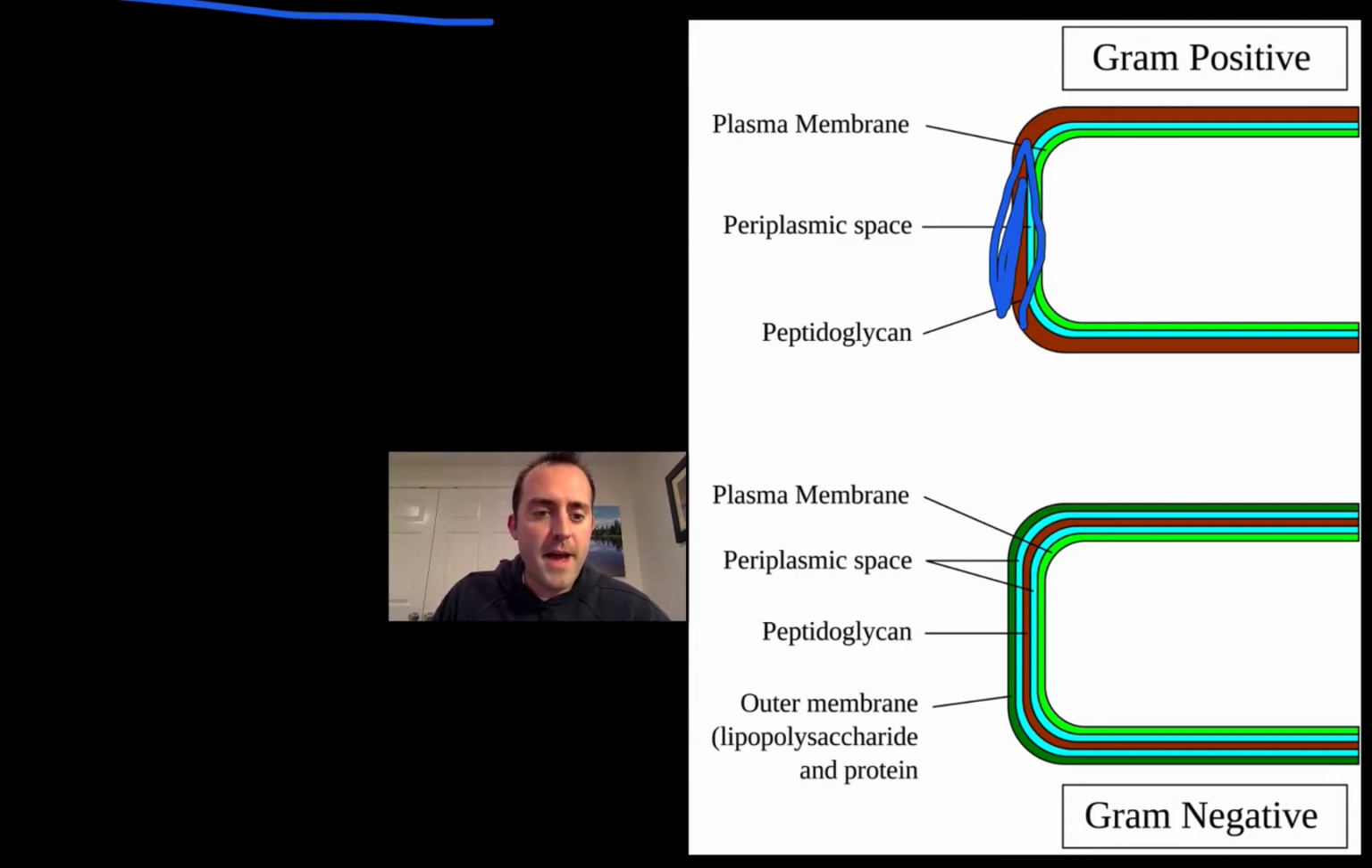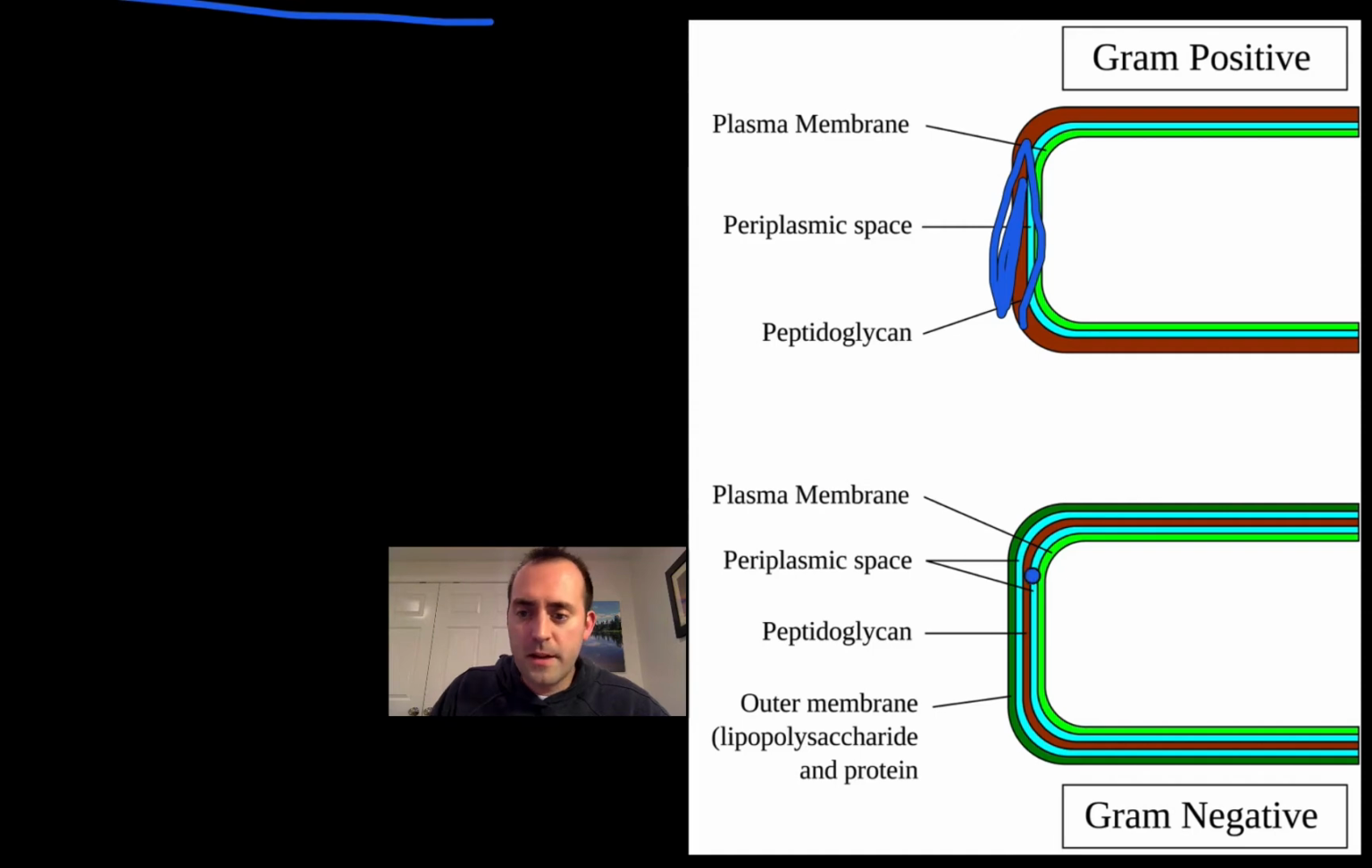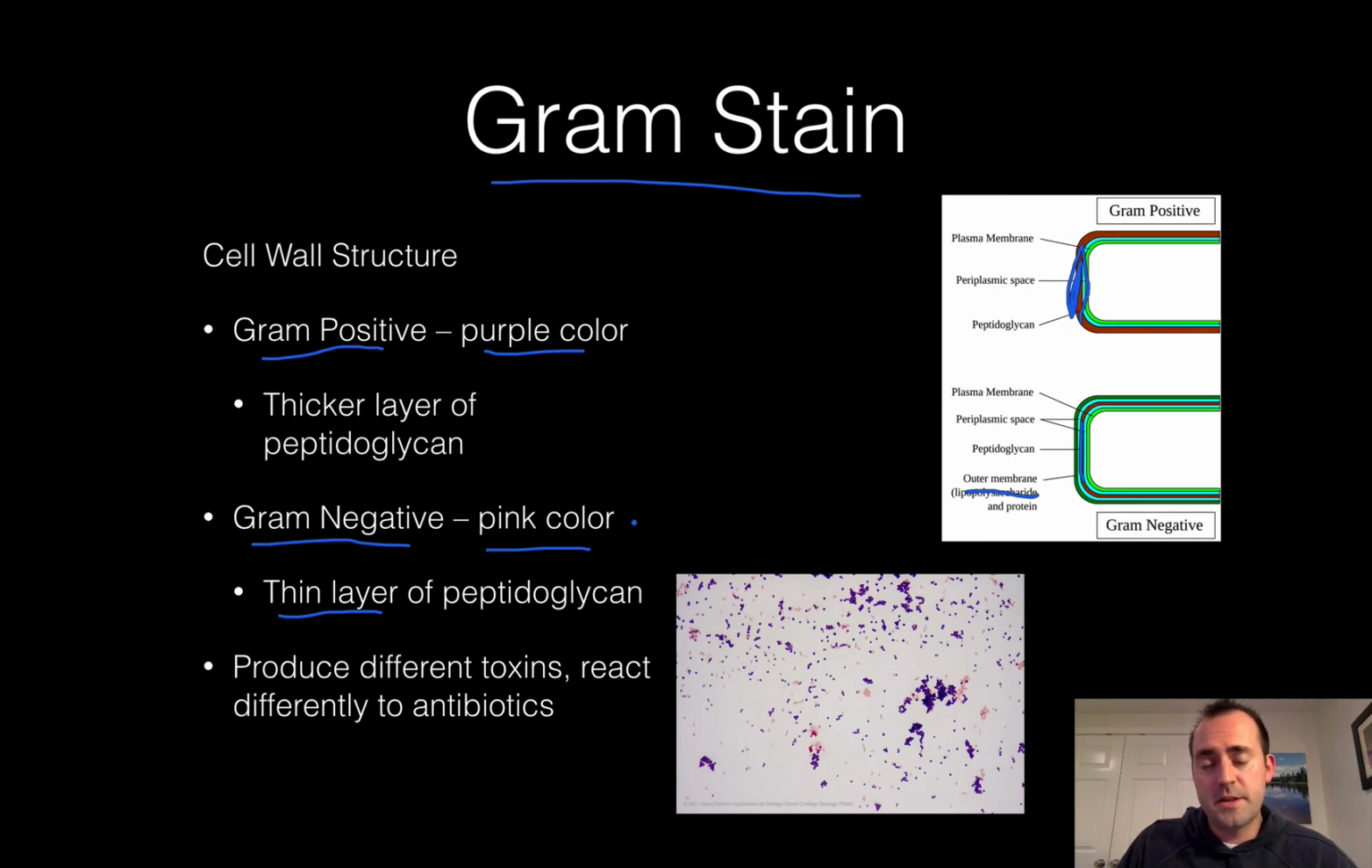And then gram-negative have a very thin layer of peptidoglycan sandwiched in between an extra outer membrane. This extra outer membrane is what keeps the pink color when this gram stain is applied. Now, gram staining is actually a three-step staining technique where you stain the bacteria, wash off the stain, and stain them again. Gram-positive will retain the purple color, gram-negative will retain the pink color.